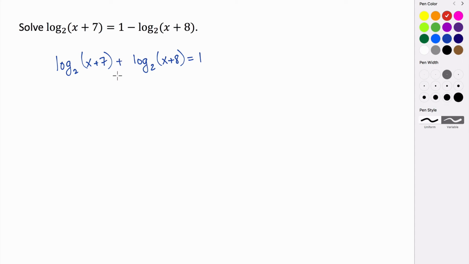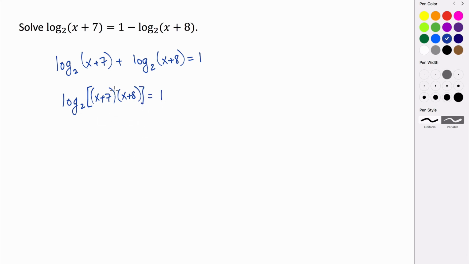This addition tells us that we can actually put these both into a single log. We can express the expression on the left as a single log using the product property of logs. The product property says that if you have two logs with the same base that are being added, you can put the arguments together through a product. So we end up with log base 2 of the quantity x plus 7 times the quantity x plus 8, all of this is our argument, is equal to 1.